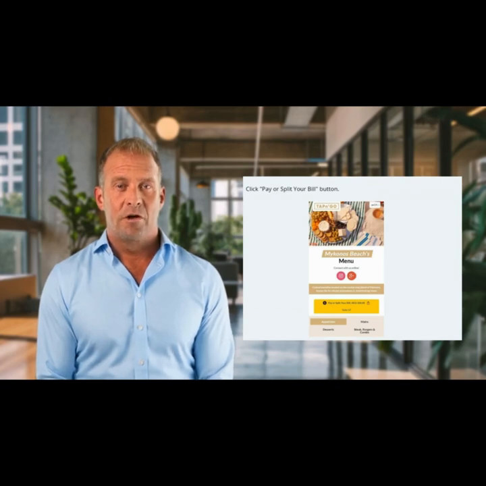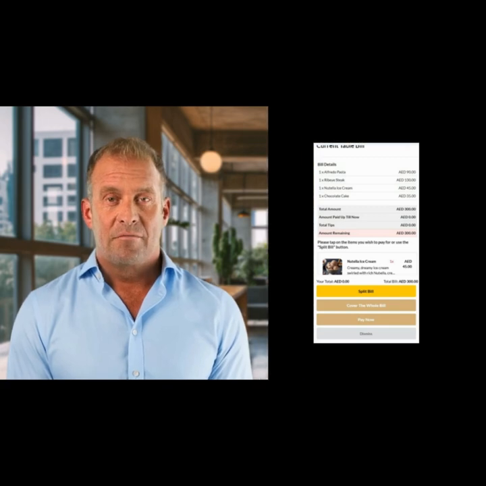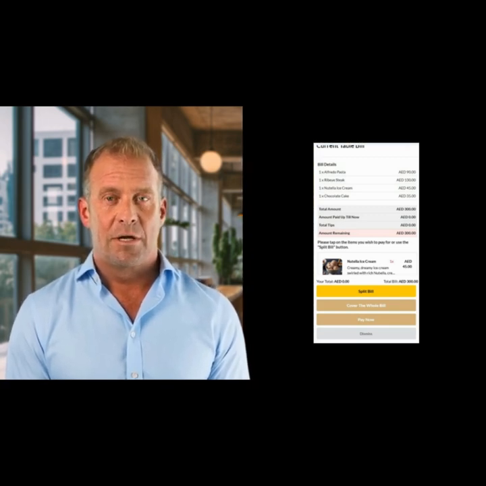Start by scanning the QR code on the table. Once scanned, click on the Pay or Split Your Bill button to begin settling the bill. After accessing the bill, you can view the order details. To proceed, click on Split Bill.